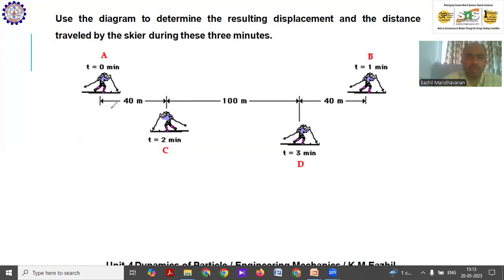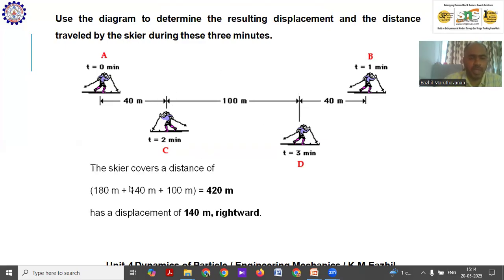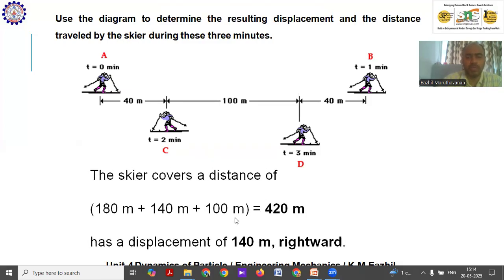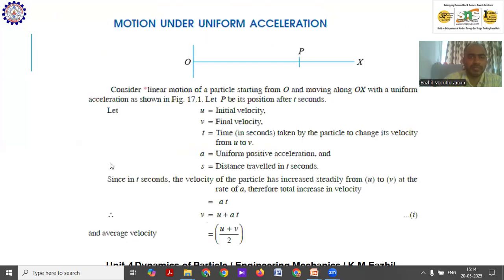Whereas for the displacement, the initial position here is 0. The final position is 140 meters from the initial position. So the displacement is 140 meters. Let's check whether our answer is right or wrong. Yes, the skier covers a distance of 180 plus 140 plus 100 meters, that is 420 meters, while the displacement is 140 meters, in the right-side direction.